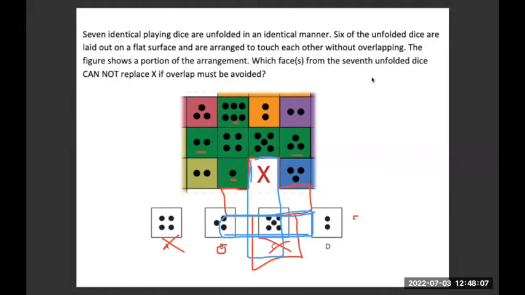Okay. One more thing. Let's do one more thing now. Let me draw the position of the blue one. So the blue one will be placed somewhere like this. The green one will be placed somewhere like this.